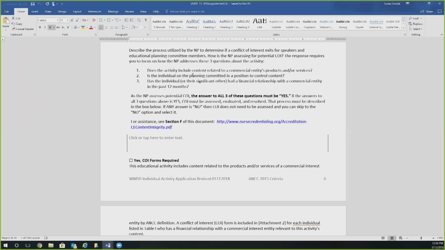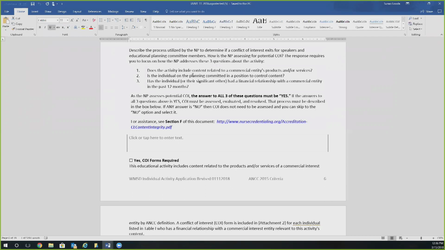Nurse planners have the responsibility of assessing the commercial interest and the conflict of interest for everybody on their committee, as well as all speakers and presenters at their conference. Part of the process might be that you distribute our conflict of interest form that is attached to this application to everybody on the team, and have them self-disclose. Then the nurse planner needs to analyze every person and what they've written and determine if there is a conflict of interest or not.